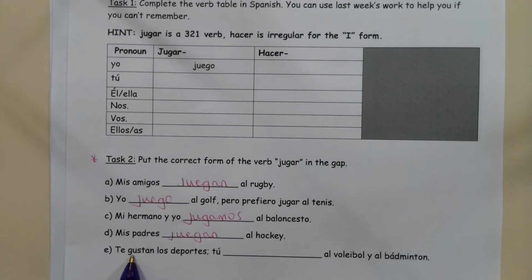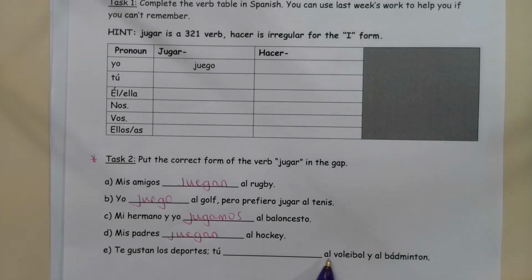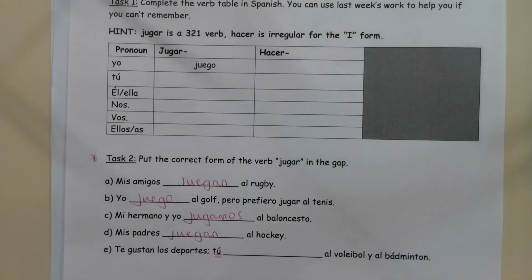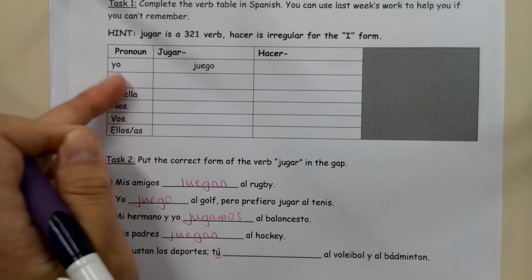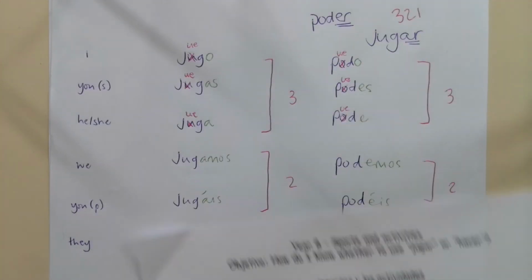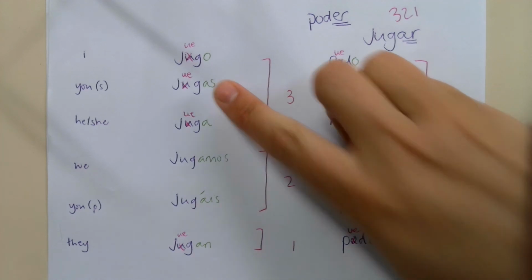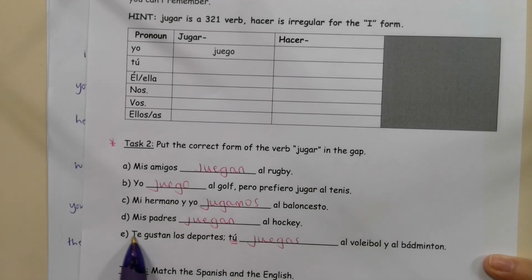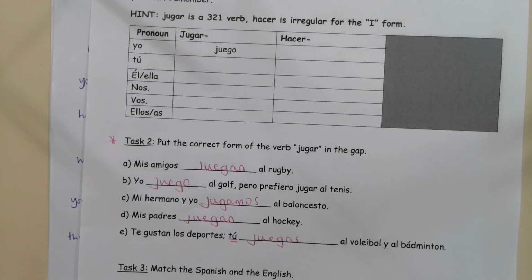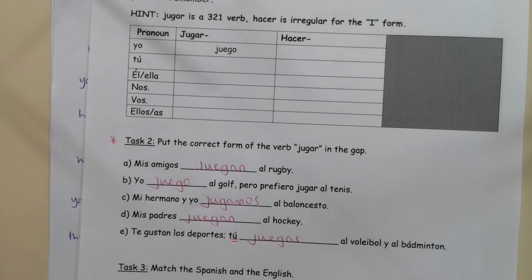So here, te gustan los deportes, tú something al voleibol y al bádminton. So we know we've got volleyball and badminton, somebody's playing them. Tú is the person who's playing them. Now you can see in our verb grid here, I, you, he, she, we, you, they. Tú is our second one down, which is you singular. That is one that has our spelling change, so it's juegas. So you like, me gustan would be I like, te gustan is you like, sports, you play volleyball and badminton. Hopefully that's been a little bit helpful in helping you remember how 3, 2, 1 verbs work.